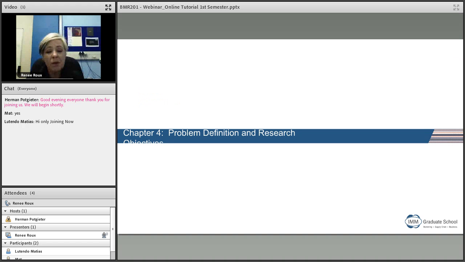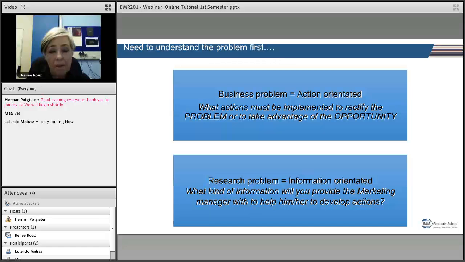But I said we will spend a little bit more time on the problem definition and research objectives. As I explained to you, it always starts with either a problem and or opportunity. And it starts within the marketing or the business environment. So it starts with the business problem. You as a researcher have to take that business problem, and based on it, you have to develop a research problem.